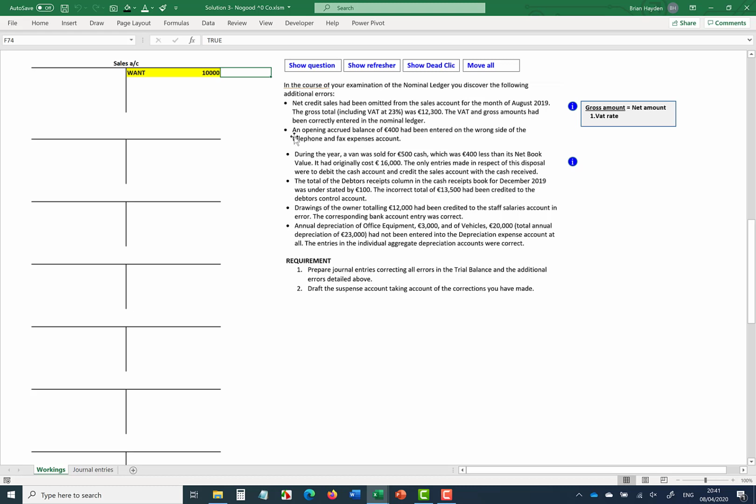Now, the next item, an opening accrued balance of €400 had been entered on the wrong side of the telephone and fax expenses account. So again, the issue here is that an opening accrued balance was put on the wrong side. Well, you need to be able to determine what is the correct side. And the magic word here, the big hint, is that this is an accrued balance. So again, this time using a different set of rules, this dead click idea.